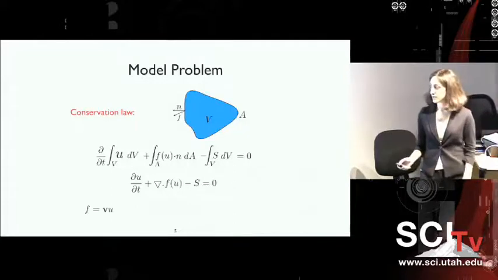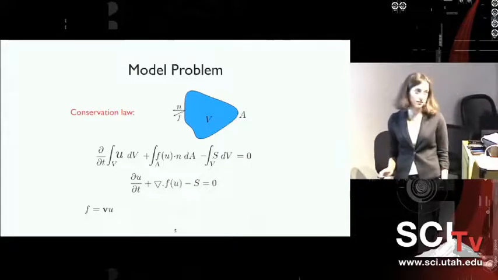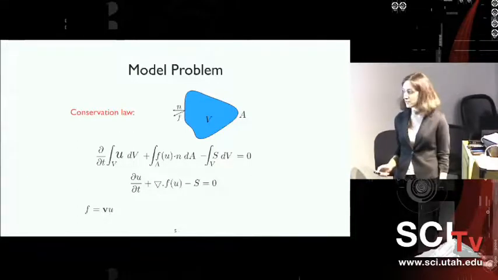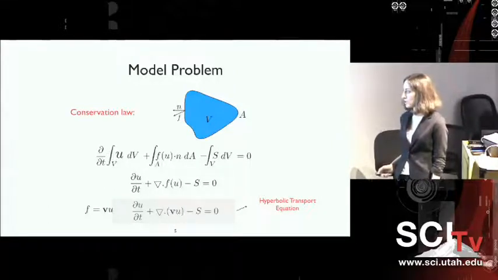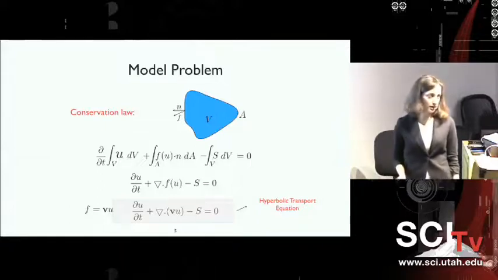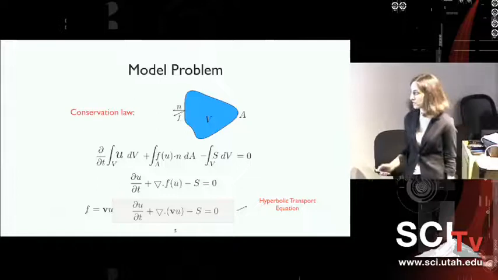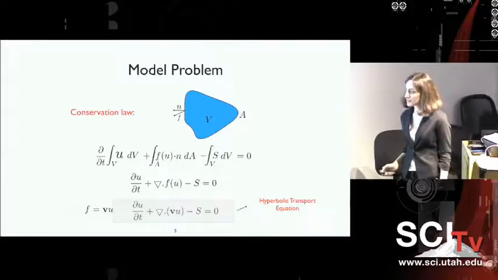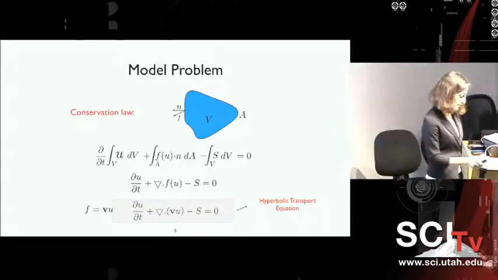In our work, we represent F to be vu, where v is a stationary velocity. And if I just plug this into my equation, I get this hyperbolic transport equation. And in hyperbolic equations, information travels forward in time and along the streamlines of this velocity field. And this is the type of equation that I will provide a lot of numerical examples for in the next slides.